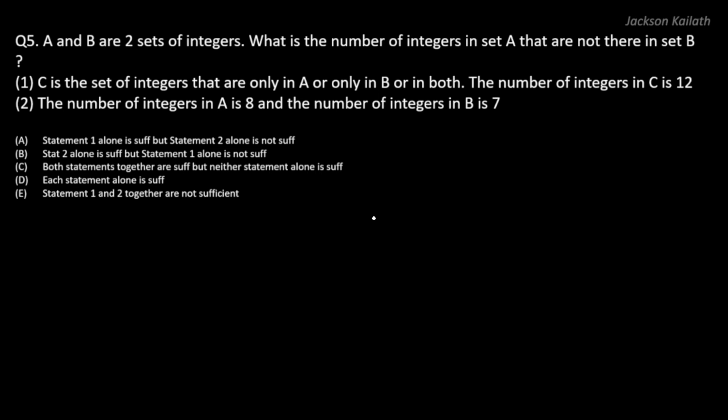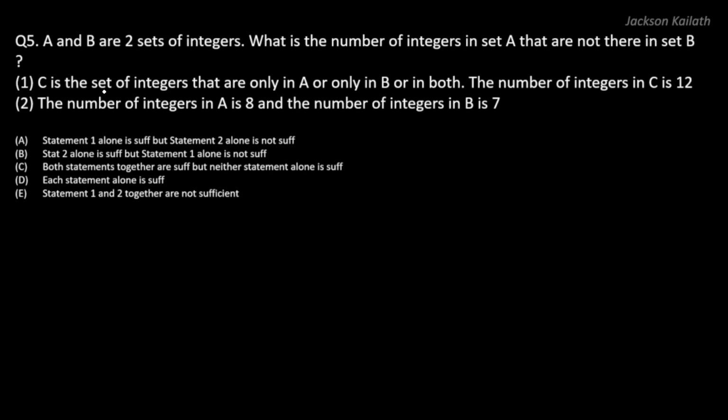This is a question which I've created based on the questions available in the GMAT official advanced questions book. Alright, now let's get started. A and B are two sets of integers. What is the number of integers in set A that are not there in set B? So that's the question. Now we are given two statements.